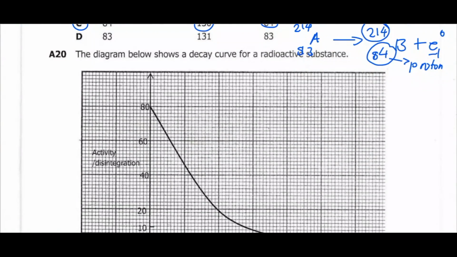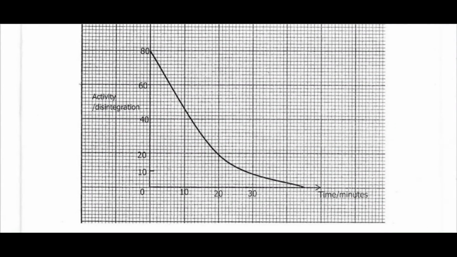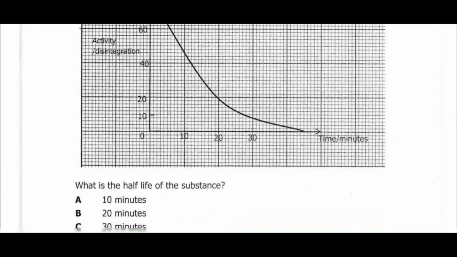Then we move on to question 20. The diagram below shows a decay curve for a radioactive substance. Okay, so now let's look at the question. Then what is the half-life of the substance? So first we need to find the original amount of this substance before disintegration, which is 80, since this is the point where our curve is touching the y-axis.